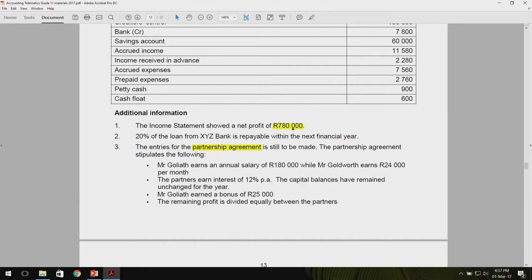If there was one sole trader, he would have received all the money, or she would have received all the money. But there's two owners, so the net profit must be distributed amongst the two owners. And it's distributed in the following way. It's distributed by way of salary, it's distributed by way of interest on capital, and then a bonus. Whatever remains after that, it says here, is divided equally. Okay, so let's just do that calculation quickly.